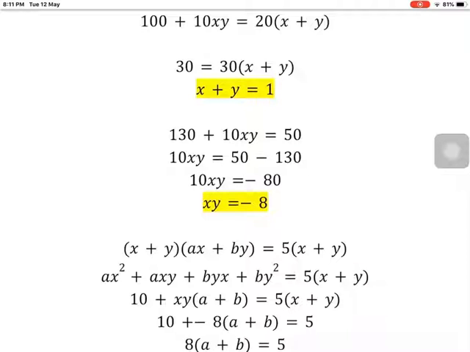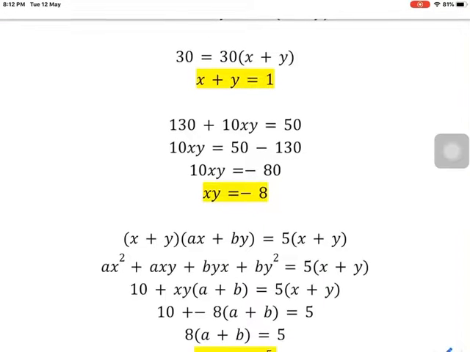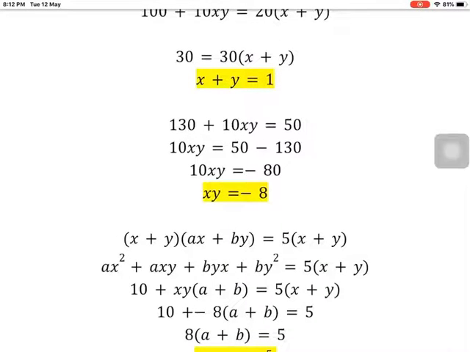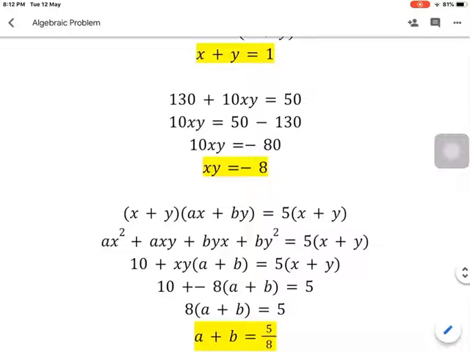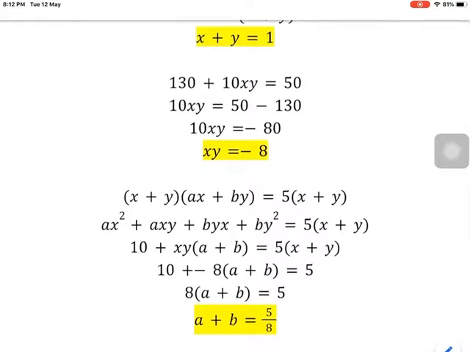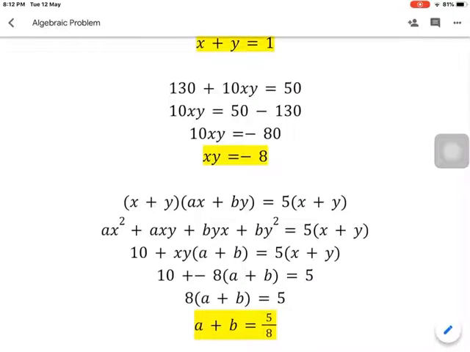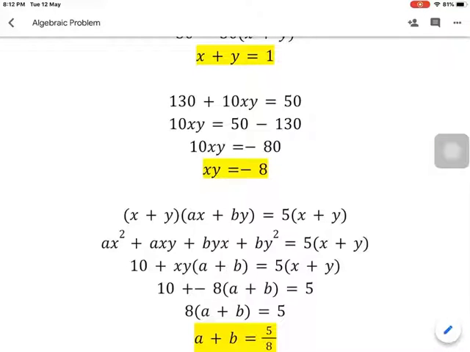So we bring the 8 times a plus b to the right hand side, which becomes positive, and you bring the 5 to the left hand side, which becomes negative. 10 minus 5 is 5. So 8 times a plus b equals to 5. A plus b is then 5 over 8 as you divide 8 to both sides. Now we've figured out the three subjects: x plus y equals to 1, x times y equals to negative 8, and a plus b equals to 5 over 8.